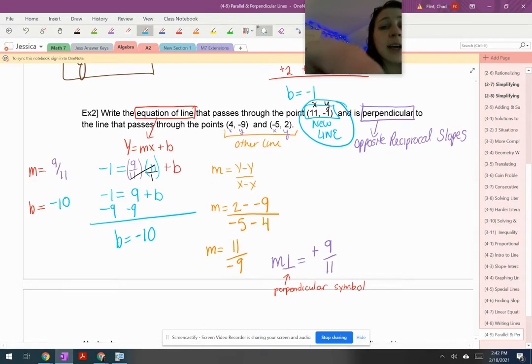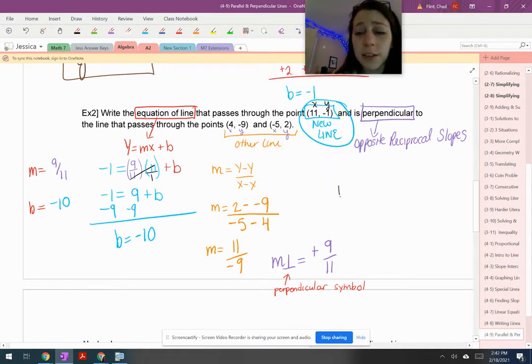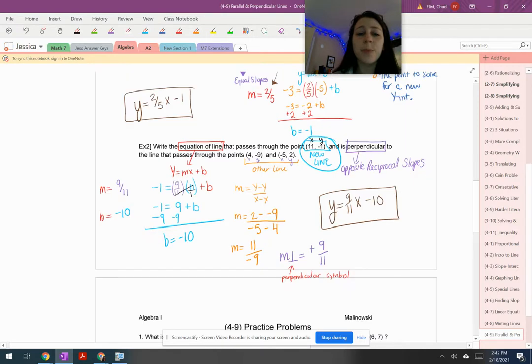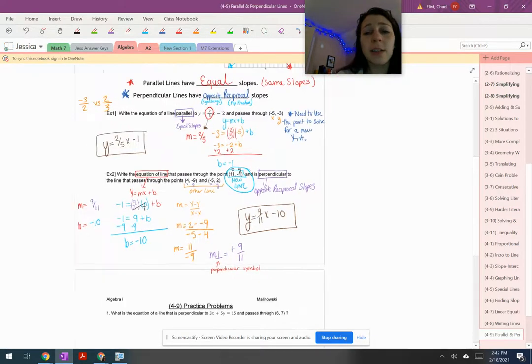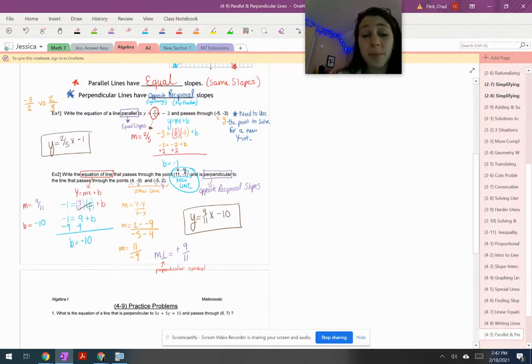leaving us with a b value of negative 10. And last but not least, putting everything together into my new equation: y equals, again, still using that new slope, don't mess up, 9/11 x minus 10. Boom. So just make sure you're careful as to whether it's talking about parallel or perpendicular, and the best thing you can do there is write down what you know about those.